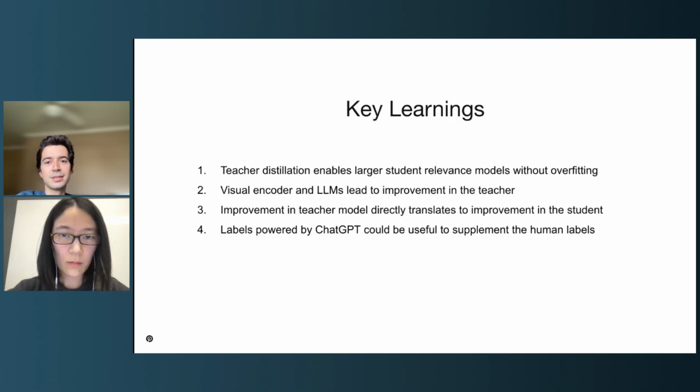In summary, relevance models were bottlenecked by human labeling capacity, which is expensive and time-consuming to scale. We have observed that distillation from teacher models that utilize LLMs and visual encoders enable us to grow and improve the production model. Also, labels powered by ChatGPT achieve accuracy close to human labels. The advances we have achieved so far are promising and we will continue investing in this field.